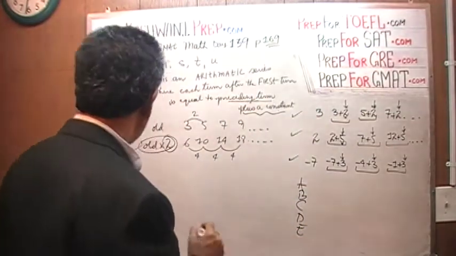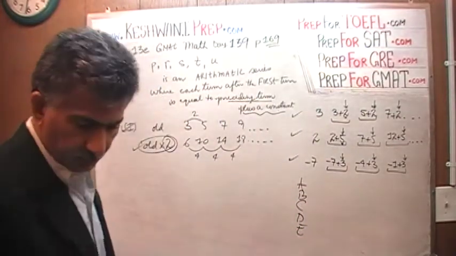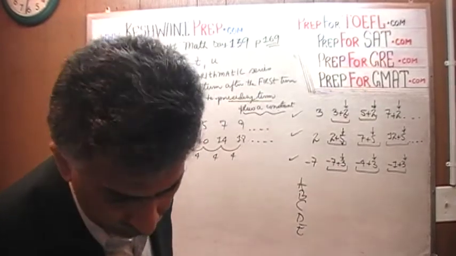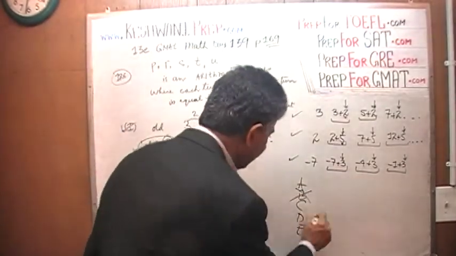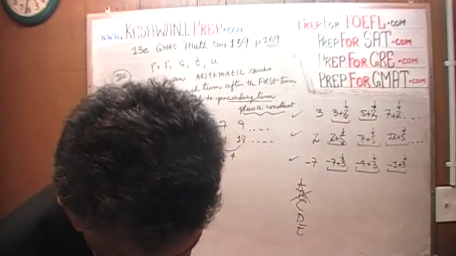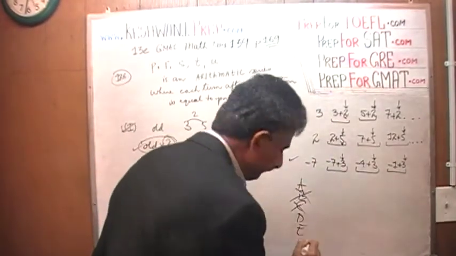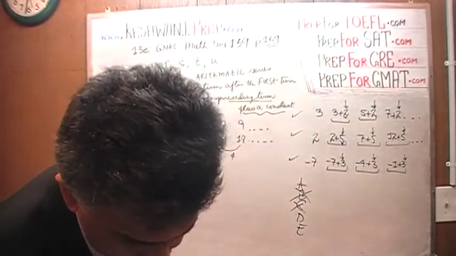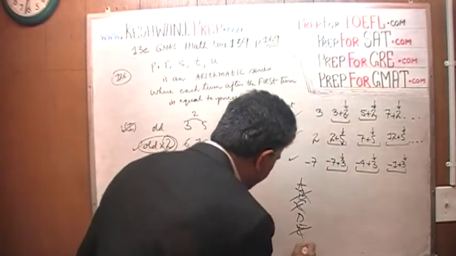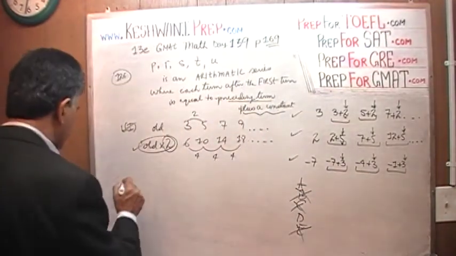must contain Roman numeral 1 in it, which means we can cross out B. B says 2 only. We can cross out C. It says 3 only. And we can cross out E, which says 2 and 3. Let's look at the second one.